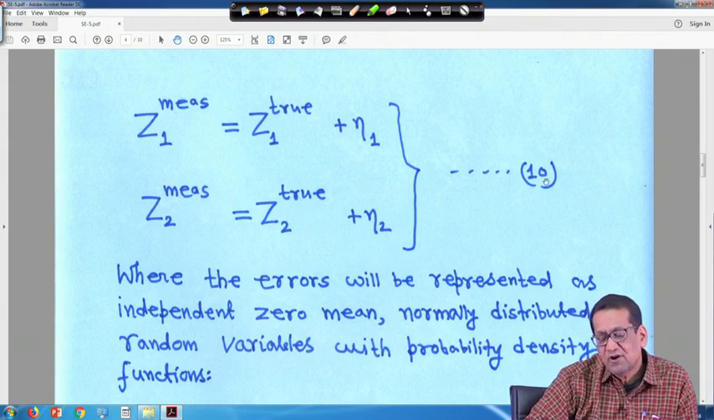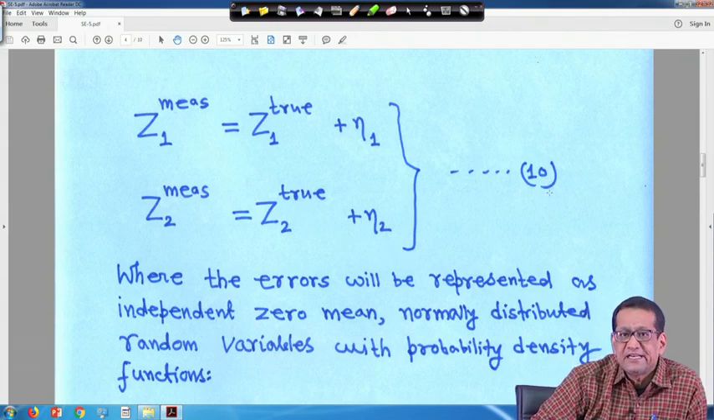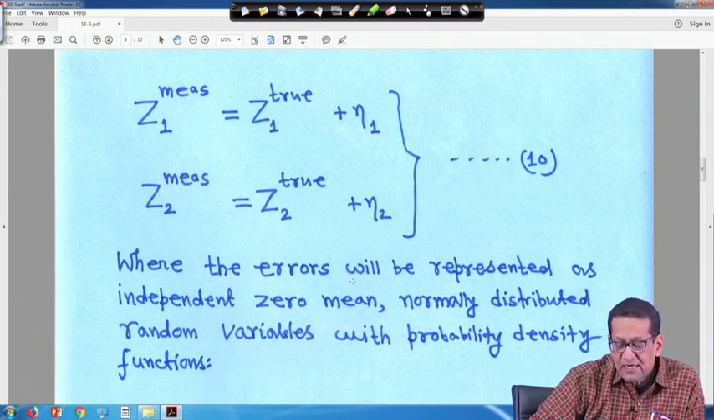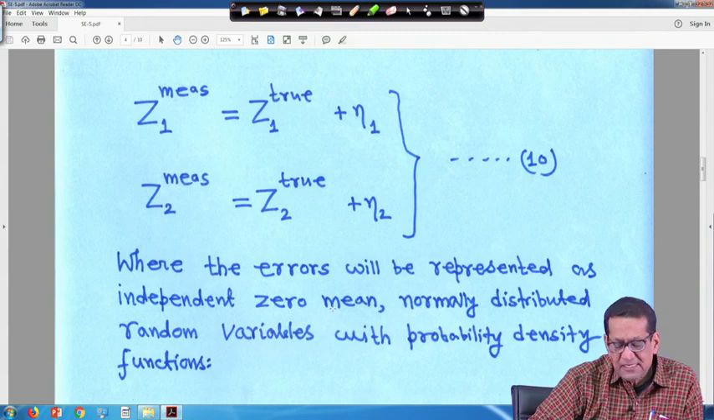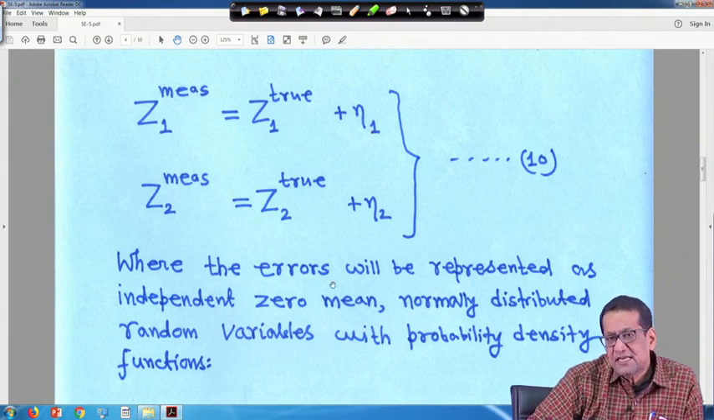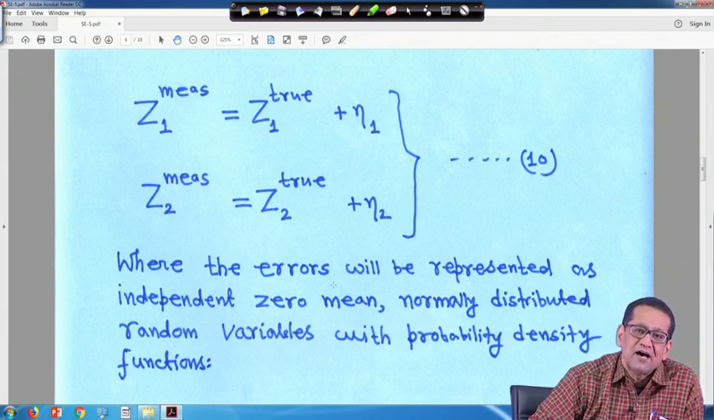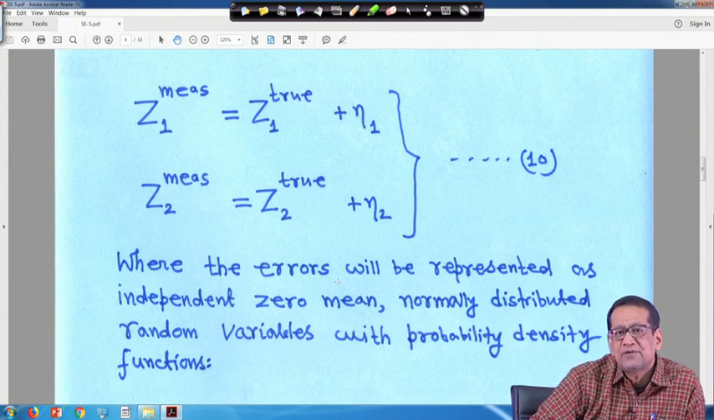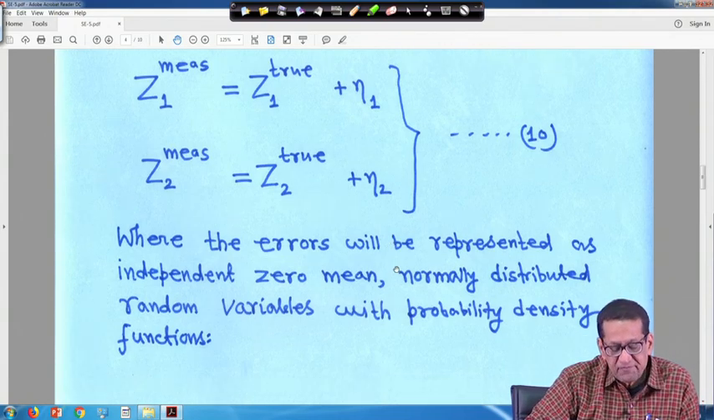So, these two equations combined we mark as equation 10, where the errors will be represented as independent zero mean normally distributed random variables with a probability density function. One meter reading is not influencing the other meter reading; they are completely independent.